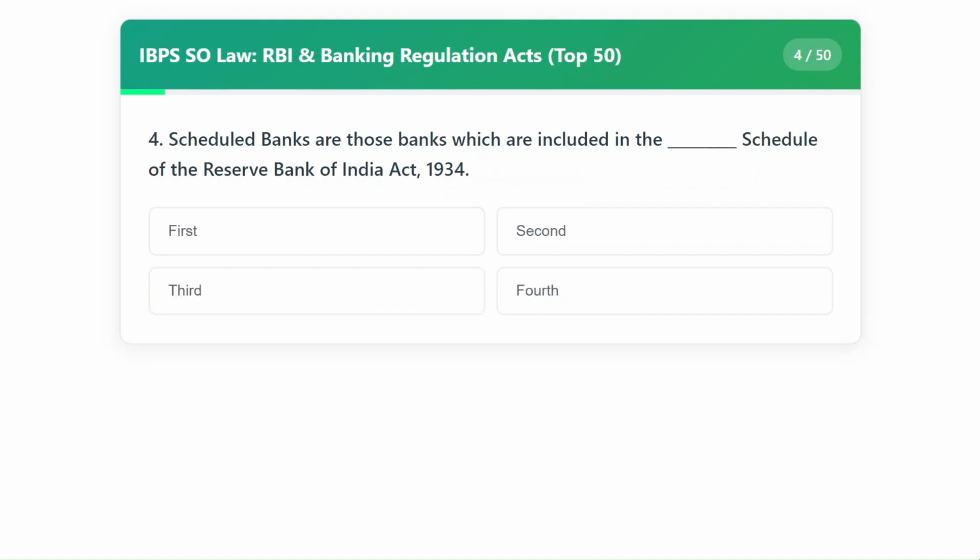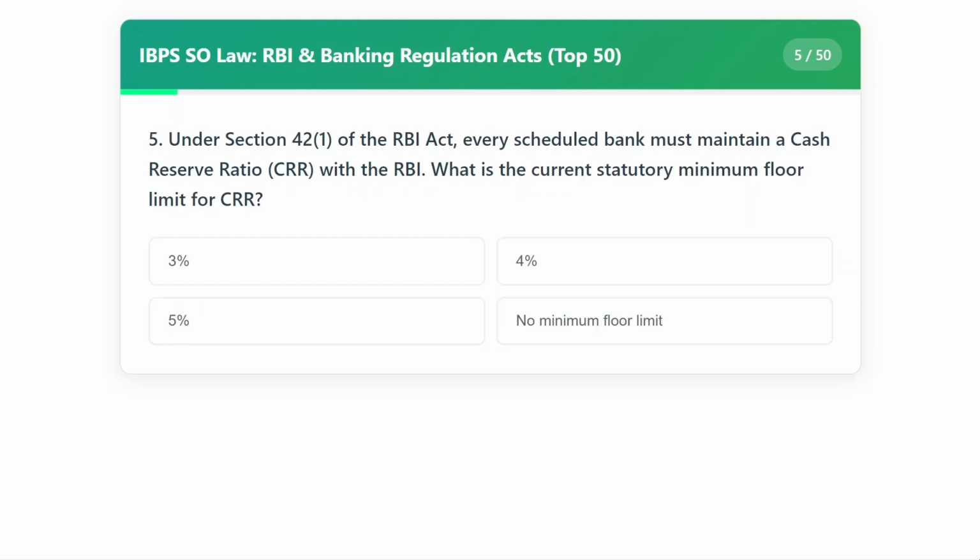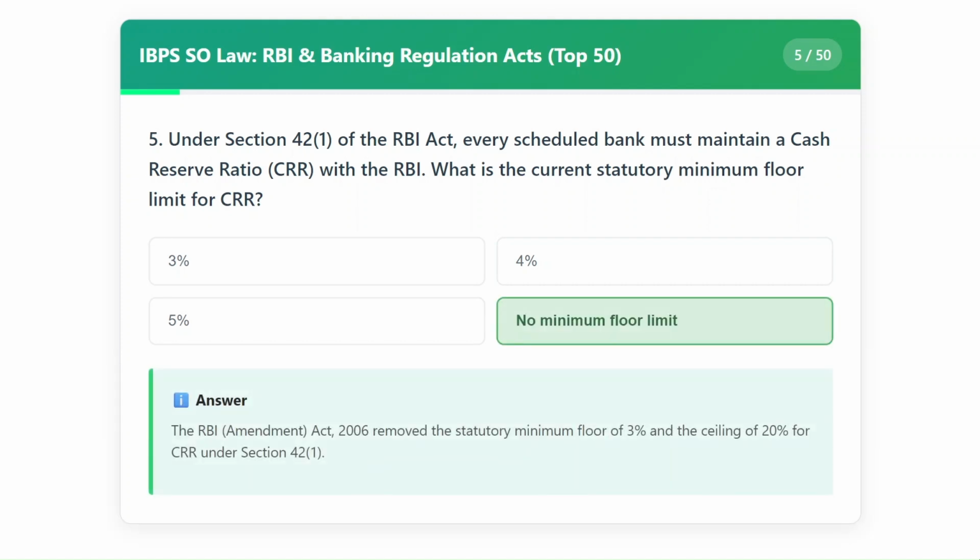4. Scheduled banks are those banks which are included in the Second Schedule of the Reserve Bank of India Act 1934. Under Section 42(1) of the RBI Act, every scheduled bank must maintain a cash reserve ratio with the RBI. What is the current statutory minimum floor limit for CRR? No minimum floor limit.